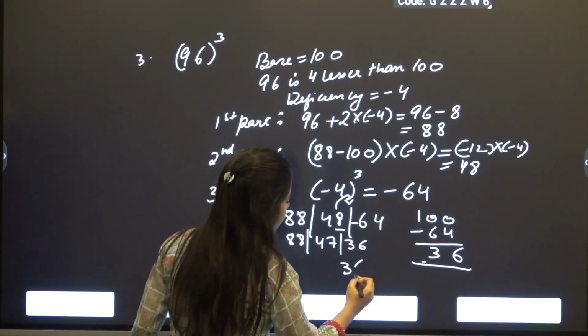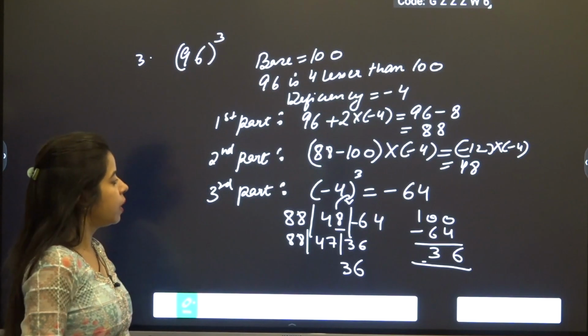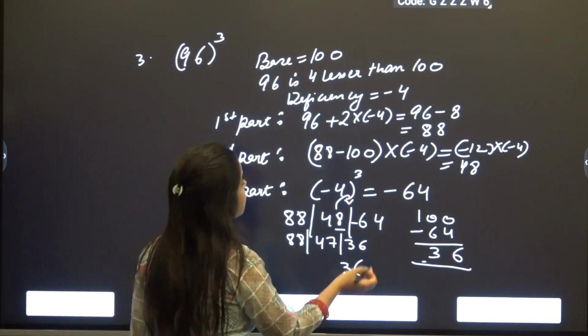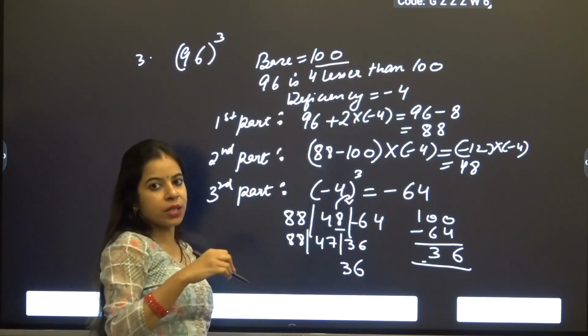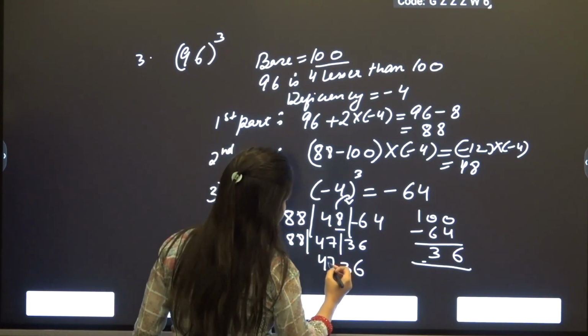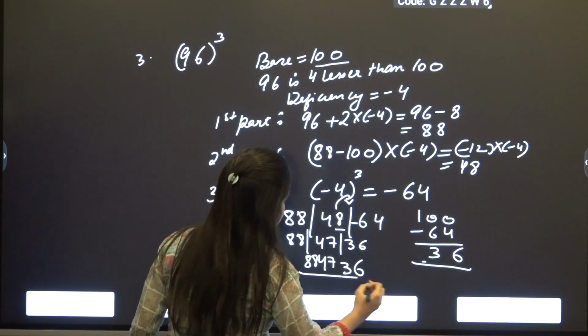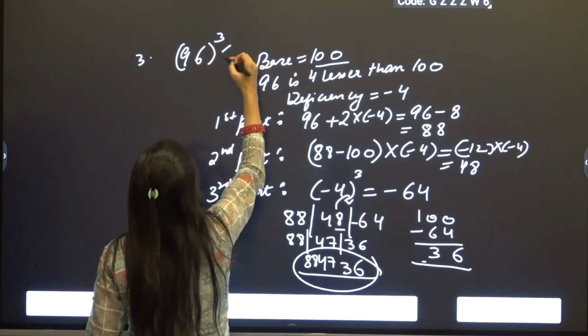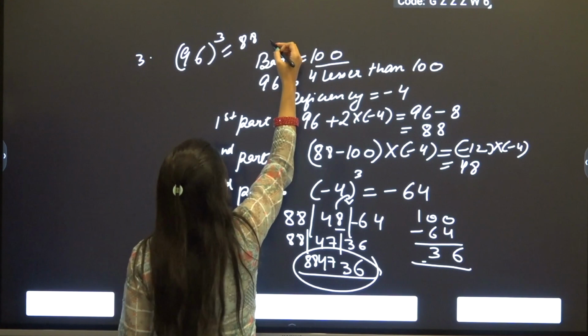Now I am going to apply the balancing rule. 36 will come as it is because the number of zeros in the base are 2. So 36 will come as it is, 47 and 88. So this is the final answer.